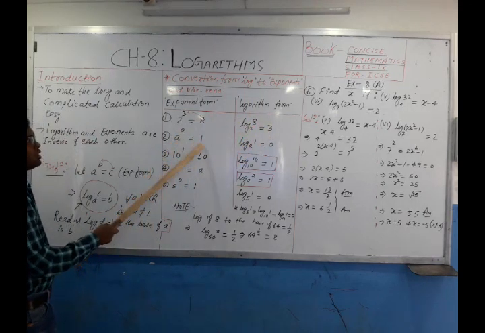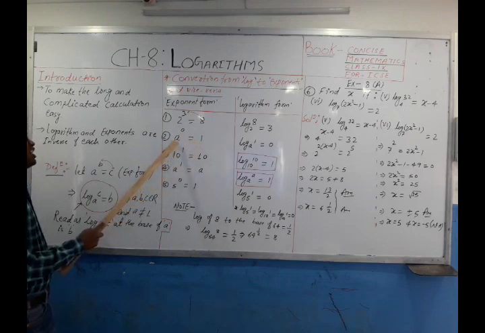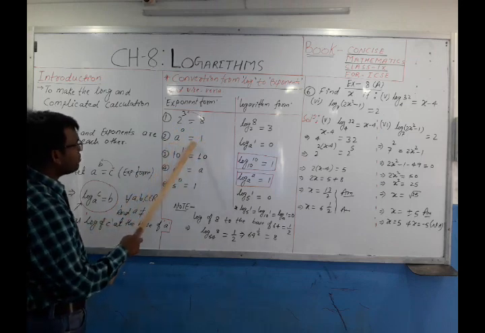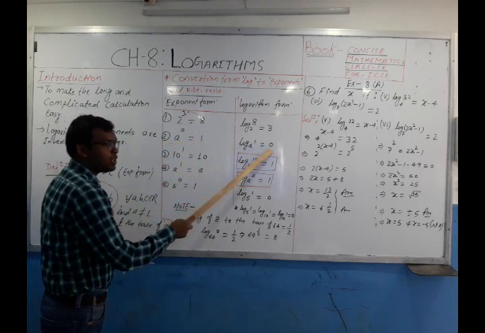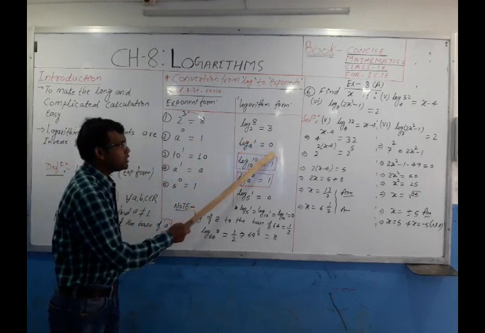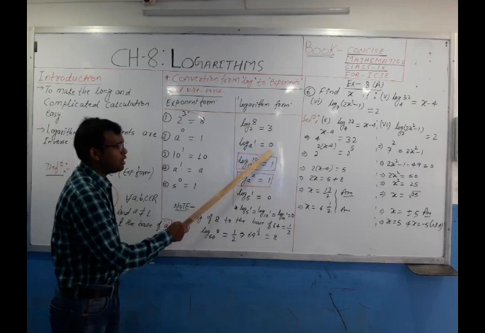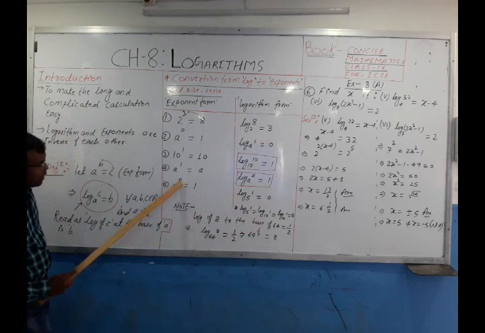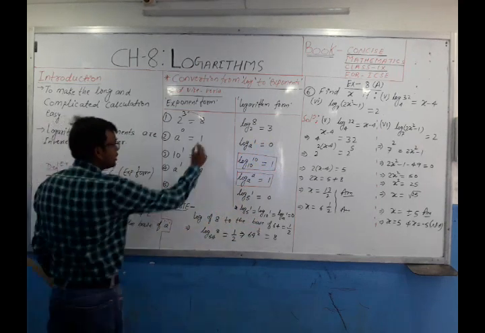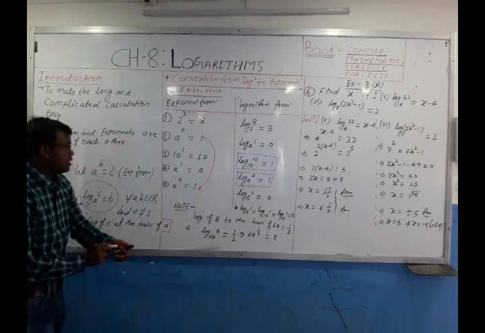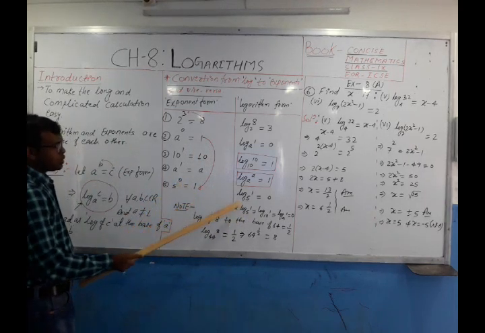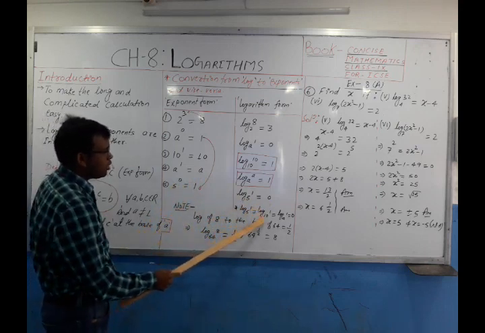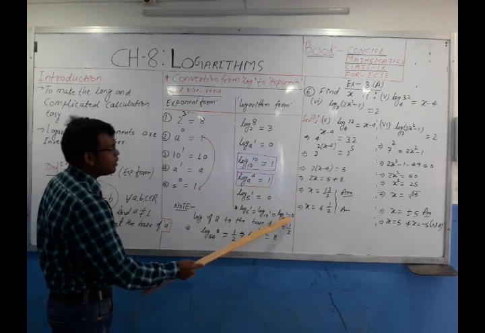Similarly, a to the power 0 equals 1. We know that if the power is 0 with any base, the value will be 1. That means log 1 with base a is equal to 0. Log 1 is always equal to 0. For example, 5 to the power 0 equals 1, so log 1 with base 5 is 0. Even log 1 with base 10, or base 8, is always equal to 0.